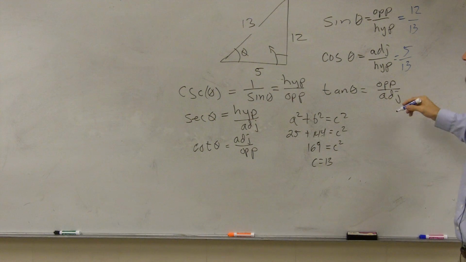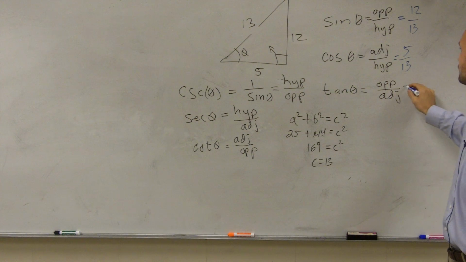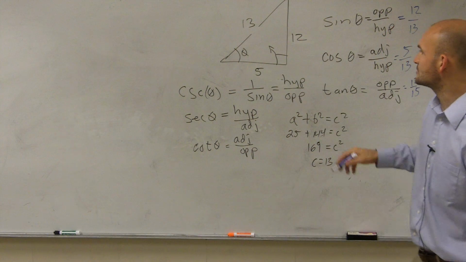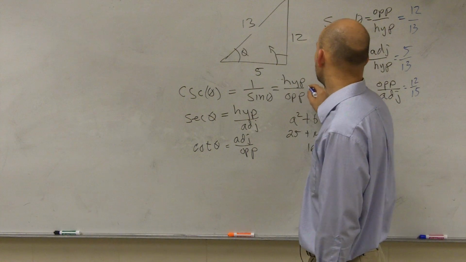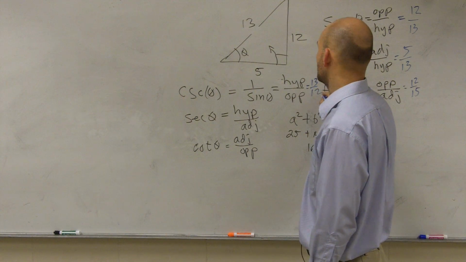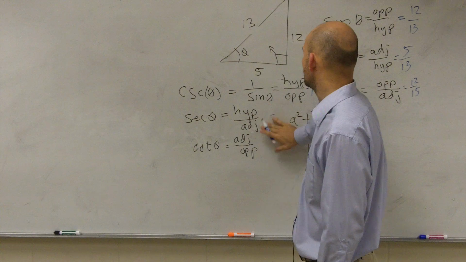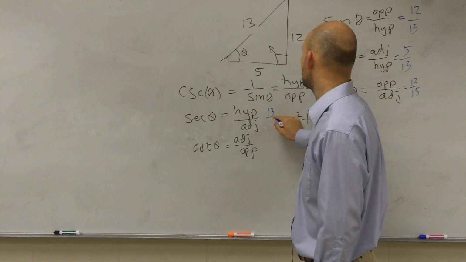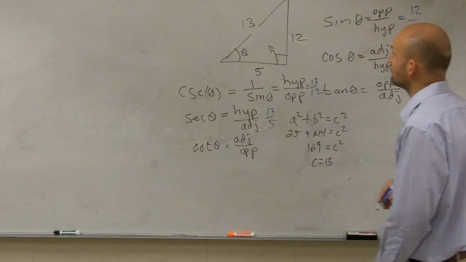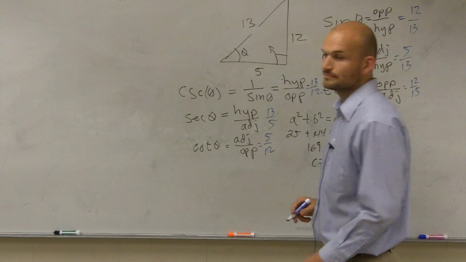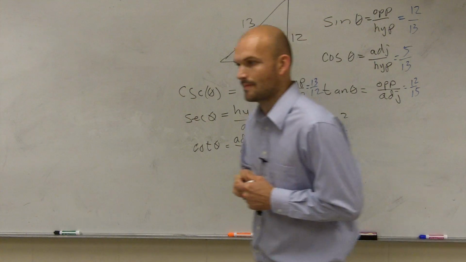So our tangent is going to be opposite over adjacent, which is 12 over 5. Cosecant is going to be 13 over 12. Our secant is going to be 13 over 5. And the adjacent over opposite, the cotangent, is going to be 5 over 12. And that's it. Done. Okay?